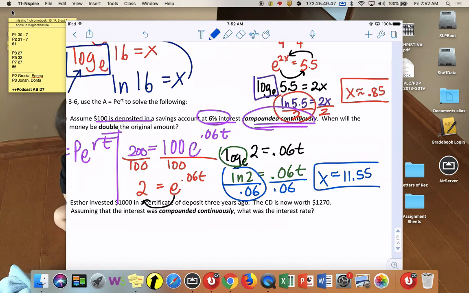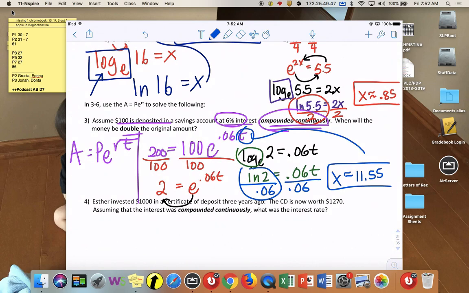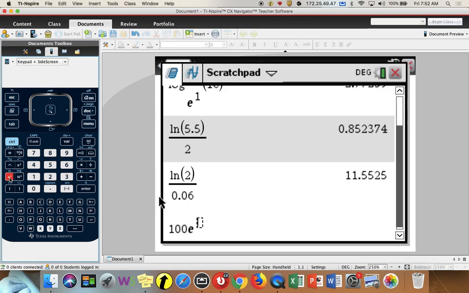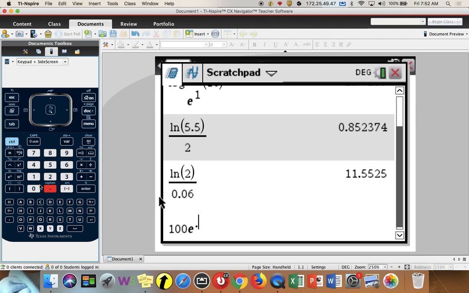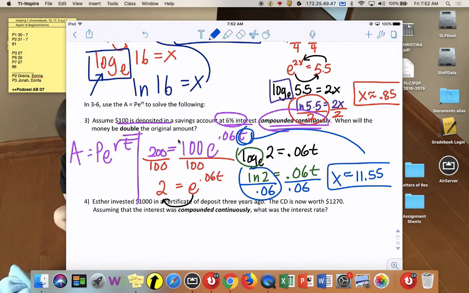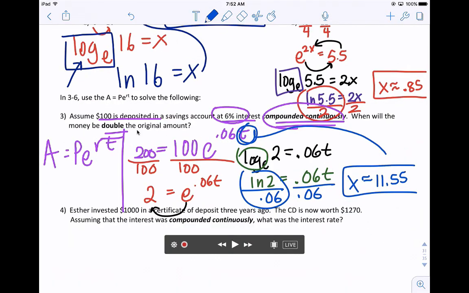You can check your answer. You can type this in and plug in for t. So let's do that. We have 100 e to the 0.06, and instead of typing in 11.55, I'll use control negative. The answer key is more accurate. And we can see we get 200. So you can check your answers for these once you get one.